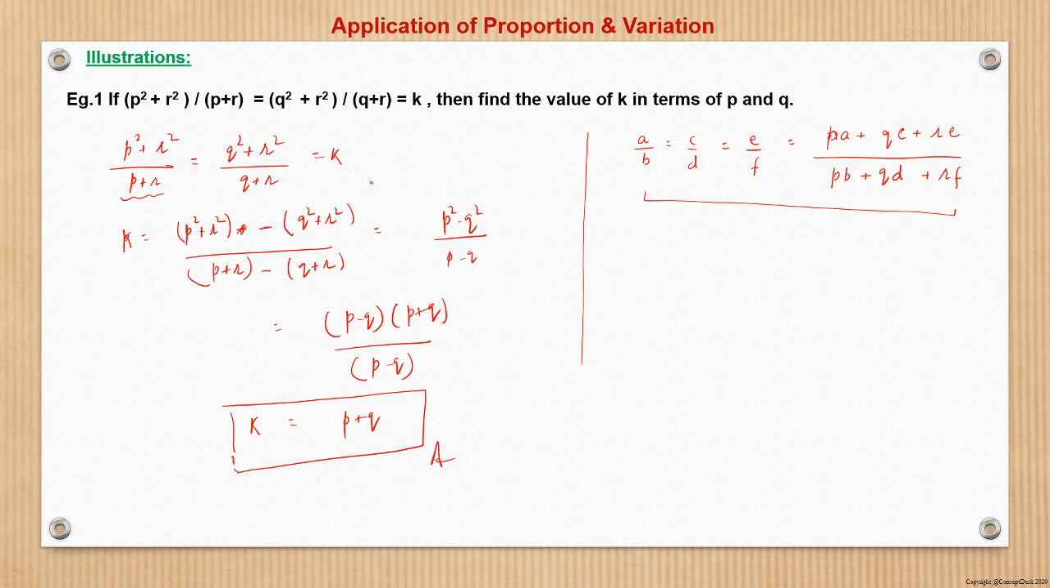Herein we have made use of this property of proportion, and thereby very easily and conveniently we can solve the question. If not, then we could have used the conventional method of going by the equation, taking p square plus r square as k times (p plus r), and q square plus r square as k times (q plus r), and then simplifying the equation. Then also we would have got the same answer. However, that would have been very tedious compared to the process which we just saw. So this is a very important concept which we should always keep at the back of our mind.